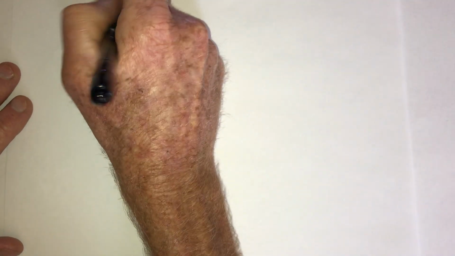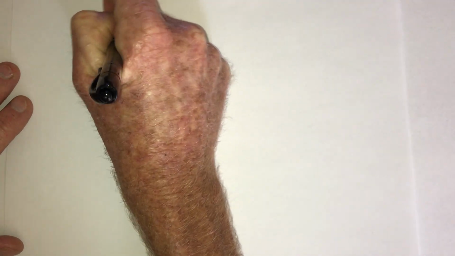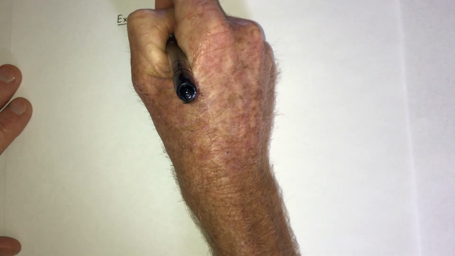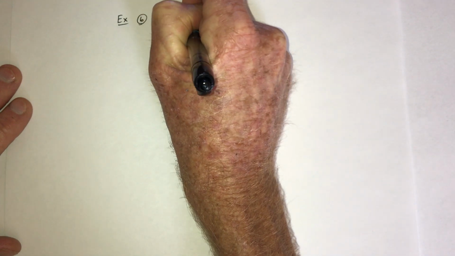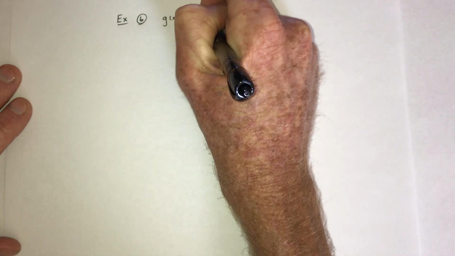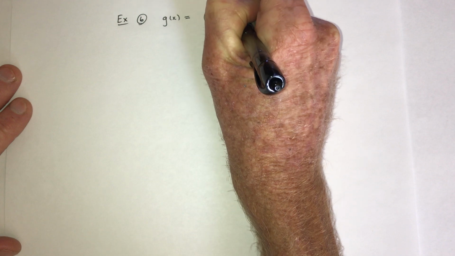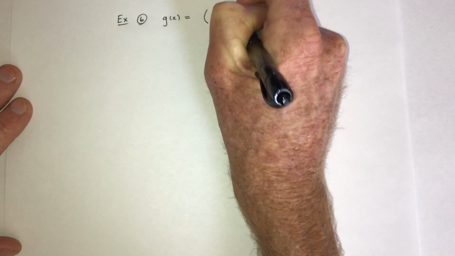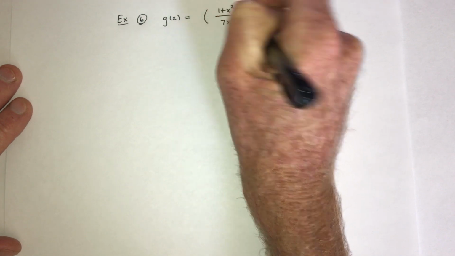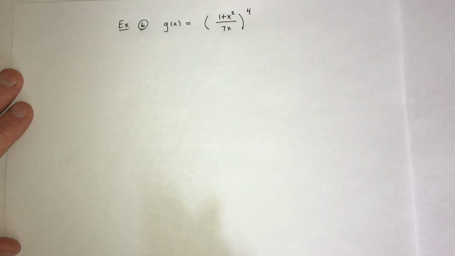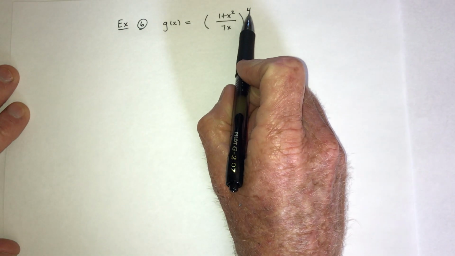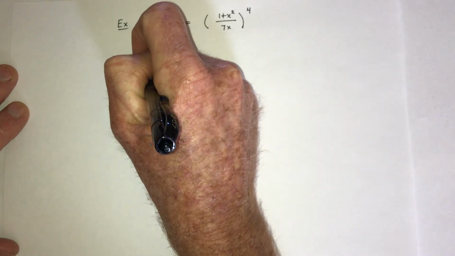So for example number 6, let's try something a little more challenging. How about g of x is equal to 1 plus x squared over 7x, and then that's to the 4th power. So we start on the outside. Take the 4, bring it down in front, and multiply.